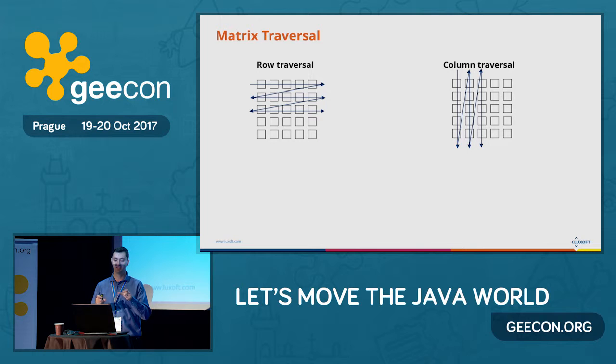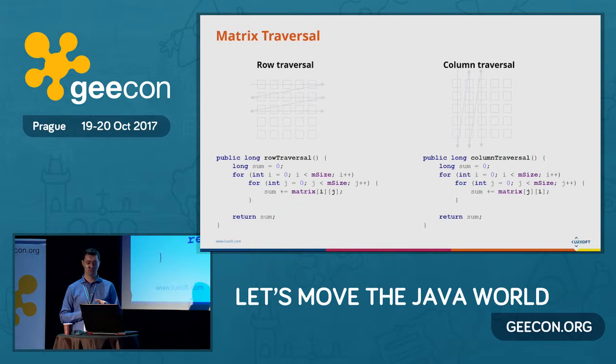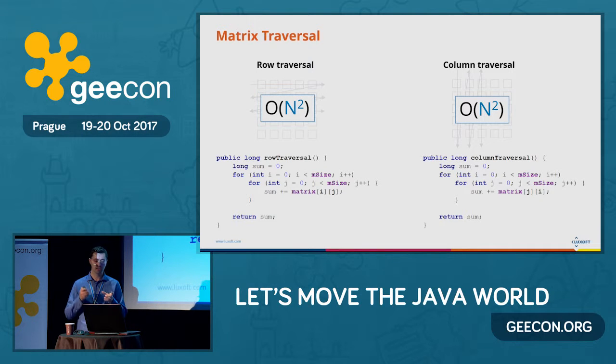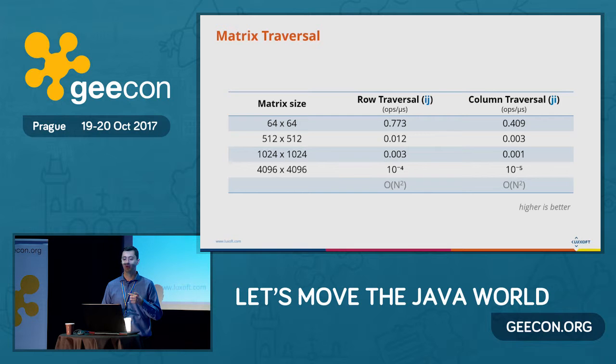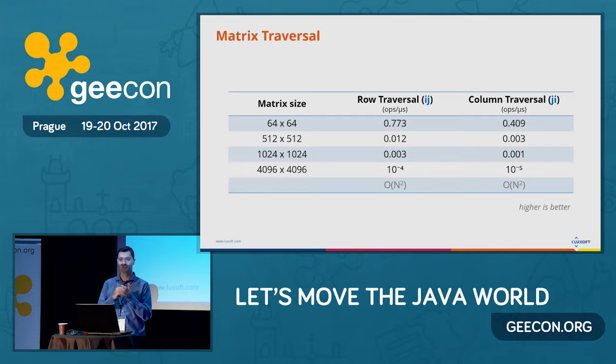The first example is a two-dimensional array. It's a matrix, and I traversed that matrix by row, keeping the same row and changing the columns. The second case is the opposite. I kept the same column and changed the row. The code is pretty simple, and in both cases there is the same complexity, which is a cubic complexity. I took both of these cases and studied them with different matrix sizes, for example 64, 512, 1024, 4096. And as we can see, in the row traversal I always got a better throughput, in number of operations per microsecond. So it's always better to traverse a matrix in the row fashion.